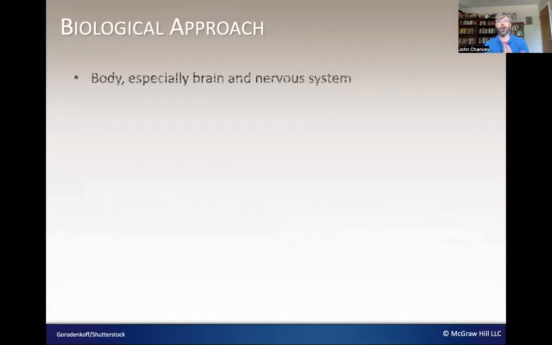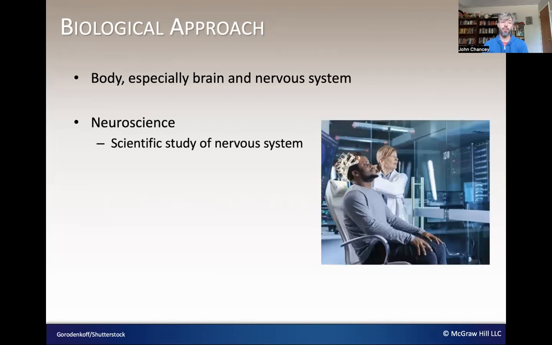That's the framework we're going to use for the rest of this chapter and going forward in subsequent chapters. So the first thing to consider is the biological approach, and it's really looking at human behavior and mental processes from a biological standpoint. How does the physical body itself, the brain and the nervous system, impact our behavior? Specifically, this has led to the development of neuroscience, which is specifically studying the nervous system and how it impacts human behavior, human thinking.